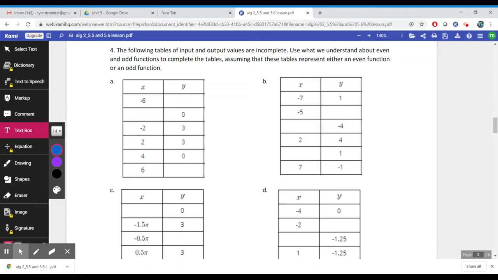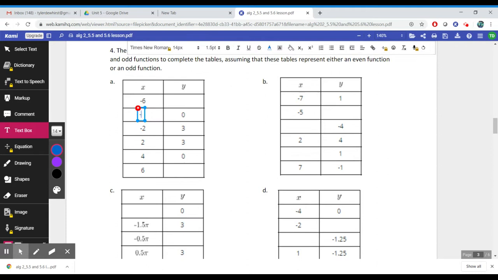So for part A, I would look at, say, negative 2 as my input. I see that I get positive 3, positive 2. My output is still positive 3, so I know that this one would be even. Because it's even, we know that the output is the same when the inputs are the same number but opposite signs. So I know, say, that for this box, because positive 4 gives me an output of 0, negative 4 would also give me an output of 0. So I'll go ahead and type that in for my response on here.